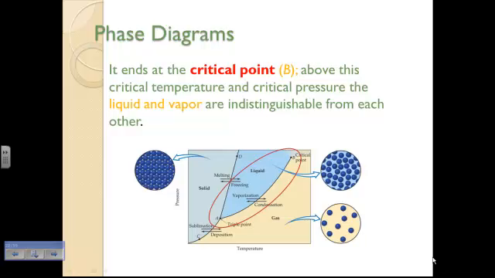If we raise the pressure so high, or the temperature so high, we can no longer distinguish between the liquid and the gaseous phase. The critical point ends the line segment A to B. At some point, liquid and gas turn into plasma. They are indistinguishable forms of that matter.